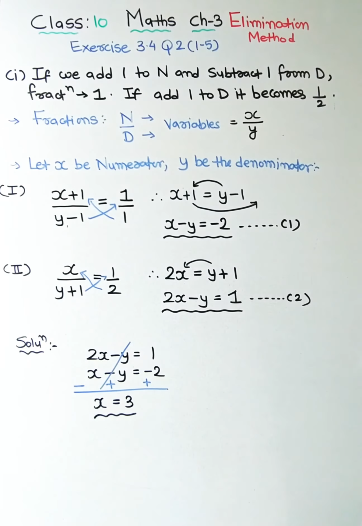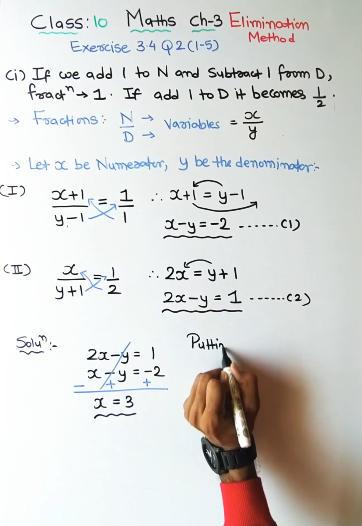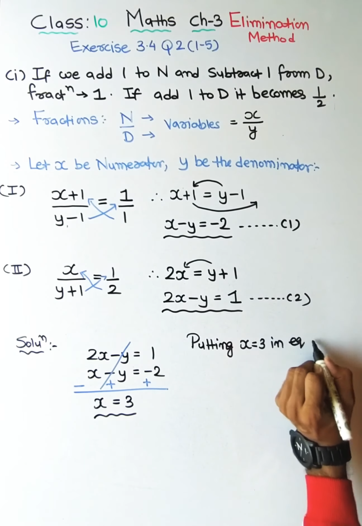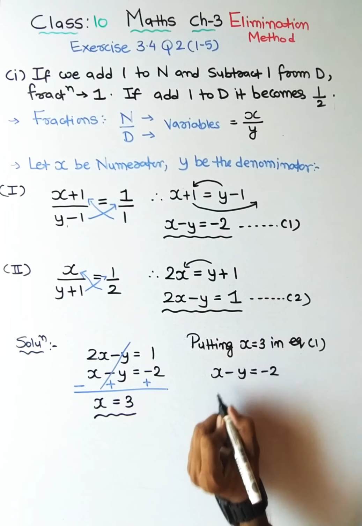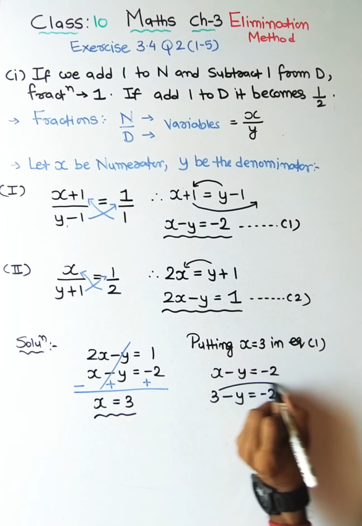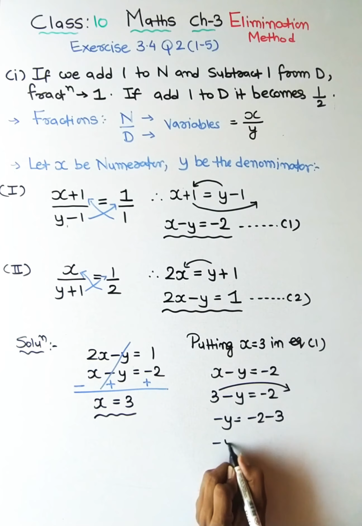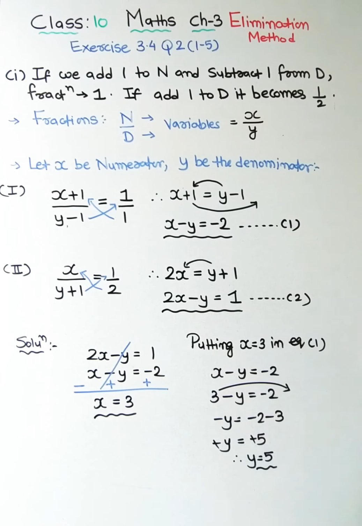So we got the answer of x. Now putting x equals 3 in any equation, let us see equation number 1. So it is x minus y equals minus 2. Put x equals 3, that is 3 minus y equals minus 2. Let us take this 3 on the other side. We have minus y equals minus 2 minus 3. So ultimately minus y equals minus 5. Thus minus minus will be cancelled. Y will be 5. Now we have got the values of x and y.